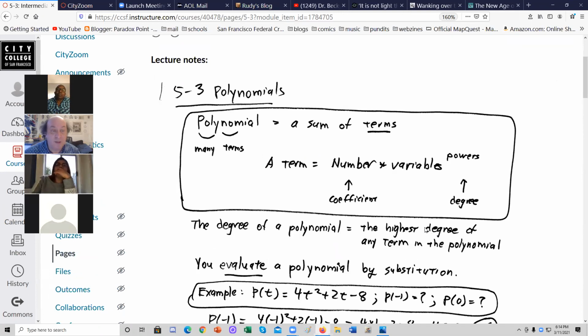There are some ambiguities if there's more than one variable. Usually we talk about degrees with one variable. So, all right, you evaluate the polynomial by substitution.